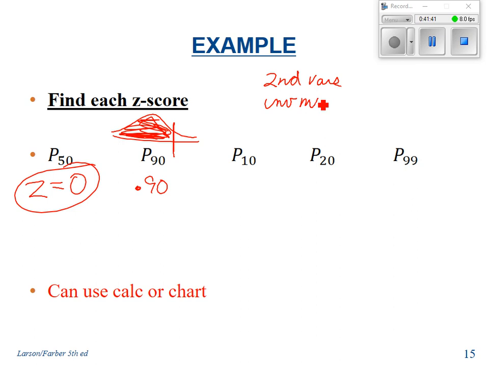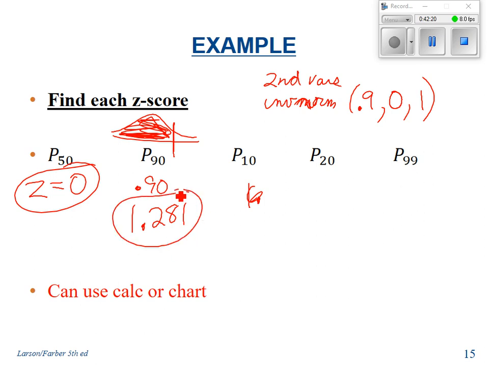inverse norm. Anybody know what inverse means? The opposite. So inverse norm. And then we type in, what's our area this time? 0.9. What's our mean? 0. What's our standard deviation? 1. You type that into your calculator. 1.281.